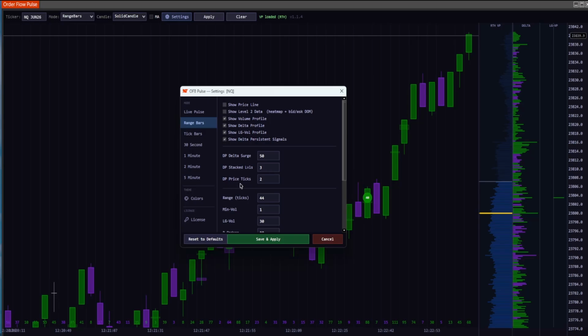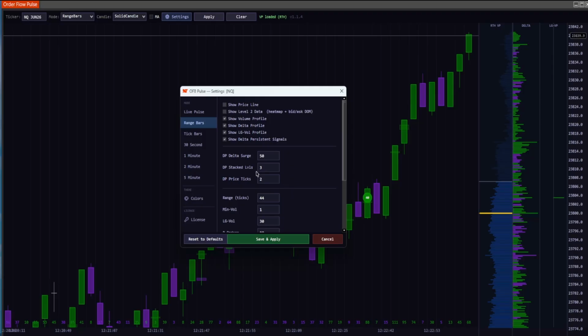Now the price ticks, I have this set to 2. You want to keep this low. You don't want to keep it to 1, but if you put it to like 5, that's going to be very little signals. And what price ticks means is if the NQ ticks up and then ticks up again, that is 2 persistent ticks. Now, if the NQ ticks up and then it ticks right back down, then the signal is invalid.